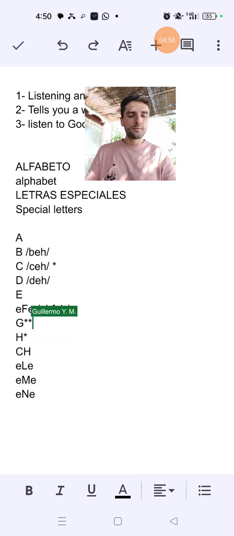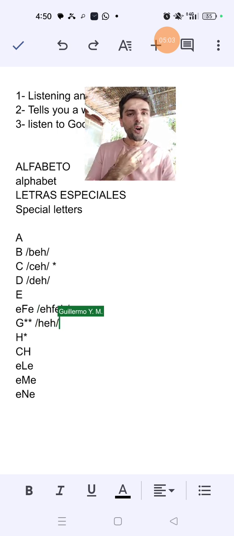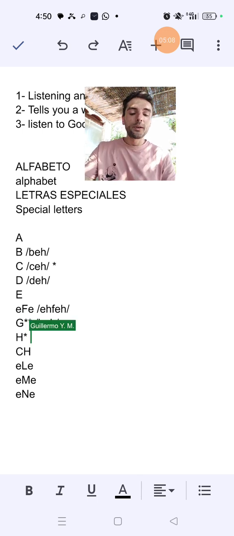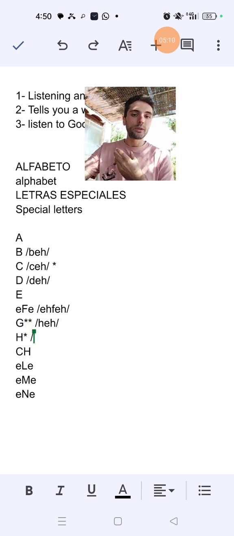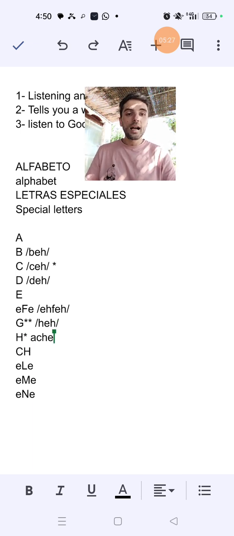So the name here, this one is something like G. It's a strong H sound. It comes from the Arab language, right? Because we were Spanish people. Spain was conquered by the Arabs for many years, so we adopted some of the sounds. So that's the G. Now the H makes no sound, okay, and the name is H. That's the name, H. Then the CH.